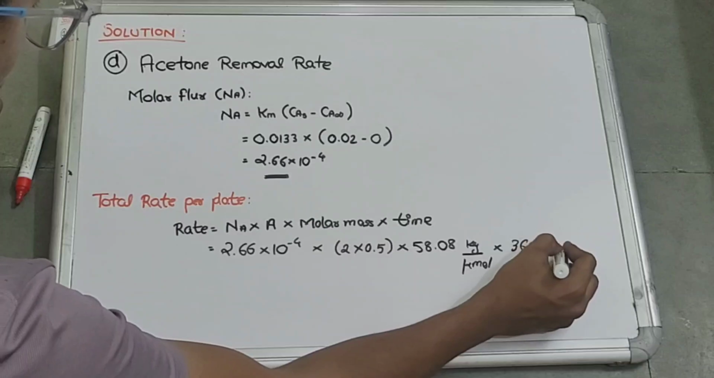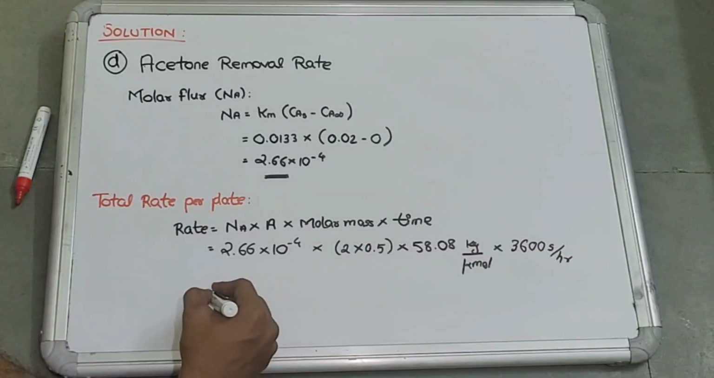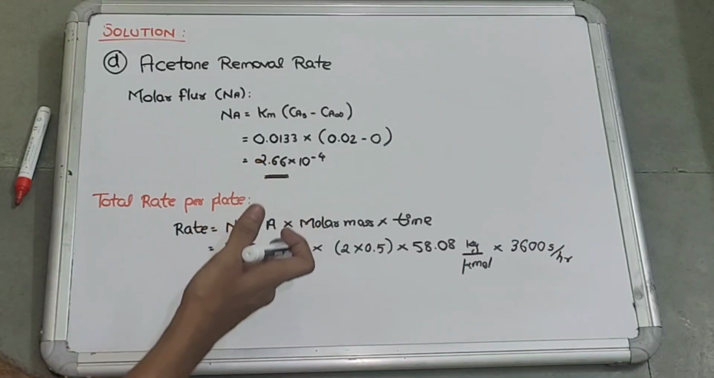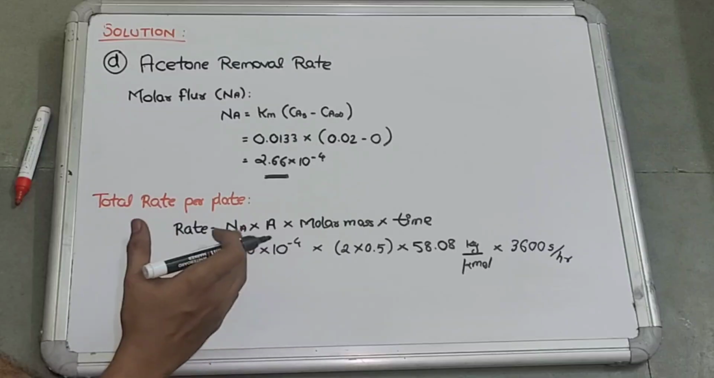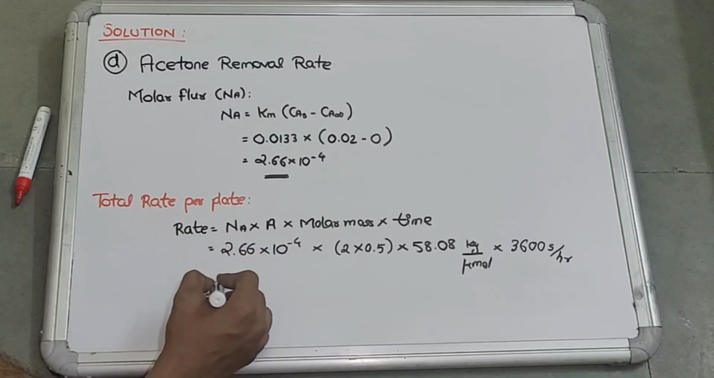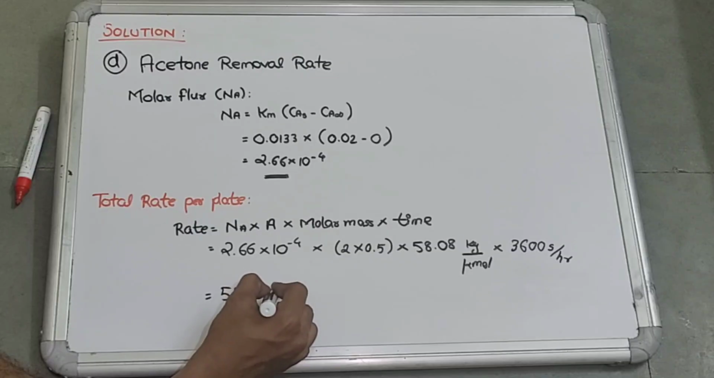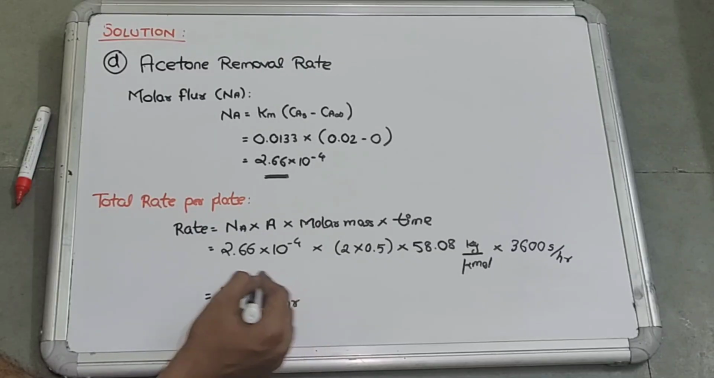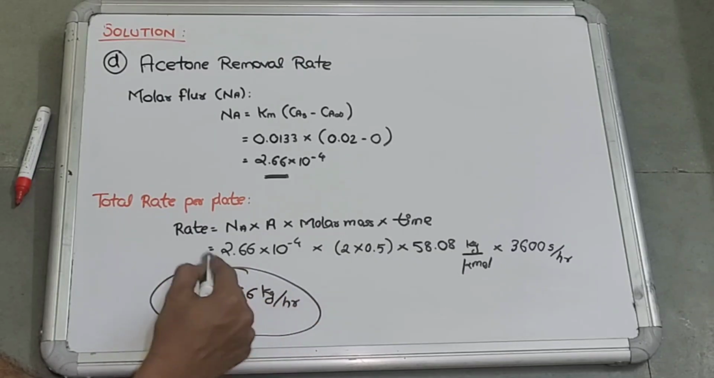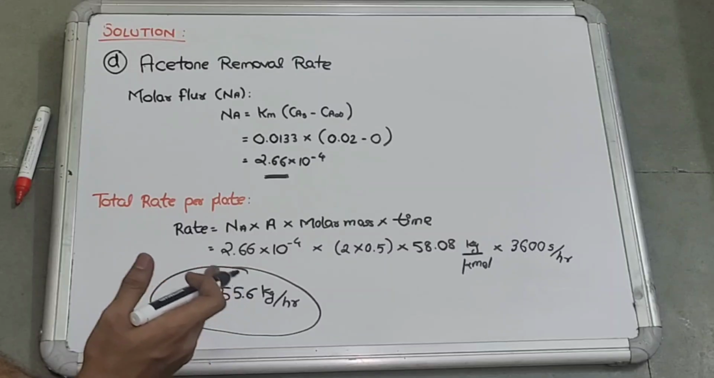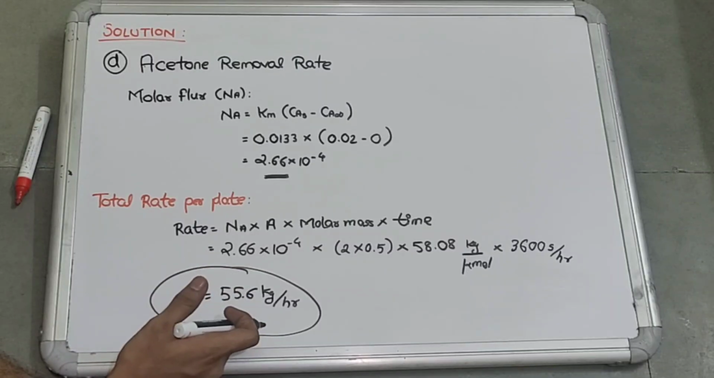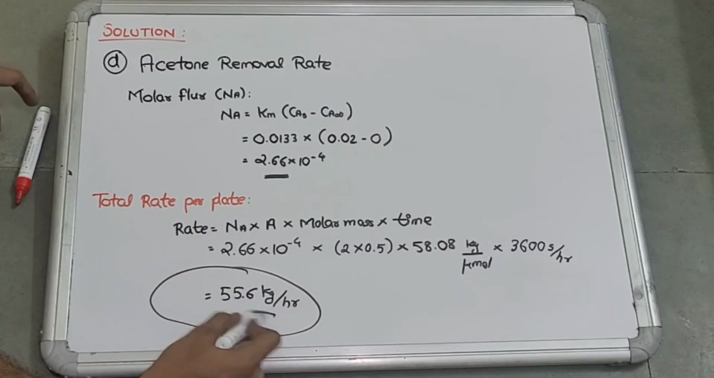that is 1 hour. So substituting all these values, we get the final answer for the total rate per plate to be 55.6 and the unit is kg per hour. So this is the total rate per plate which we need to find, and we have calculated it in part D of the question.